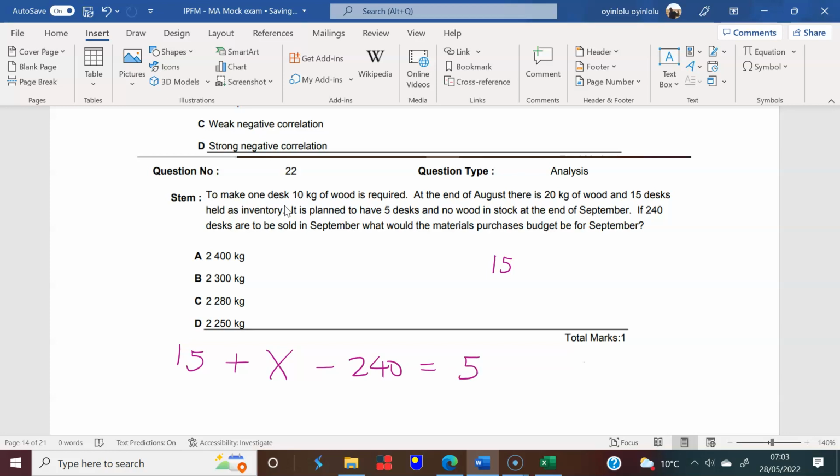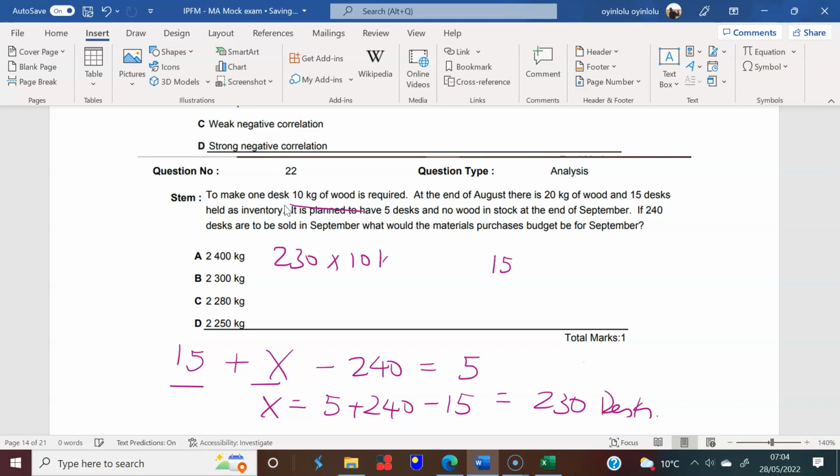You can think about it that way, or you can do opening inventory plus purchases minus closing inventory gives you cost of sale. It's the same thing. If I have 15 desks, I make another number of desks, then I release 240, then I have 5 left. So x is equal to 5 plus 240 minus 15, which gives you 230 desks. So I need to produce 230 desks. I need 10 kilograms of wood to produce each desk. That's 2,300 kilograms in production.